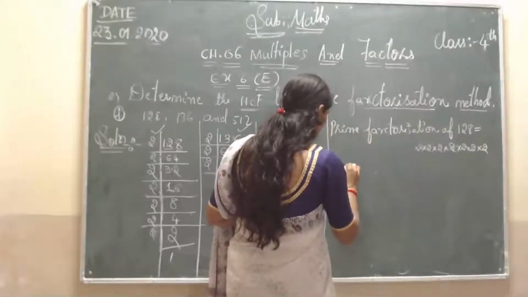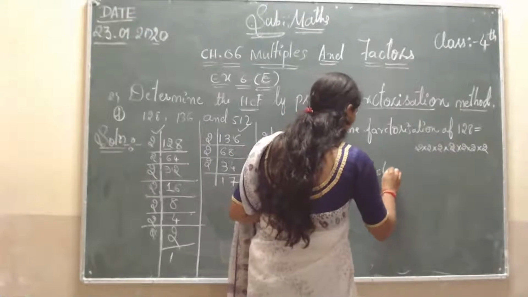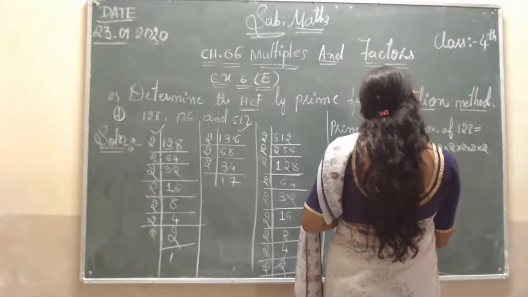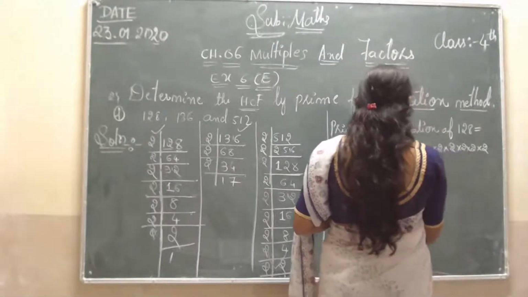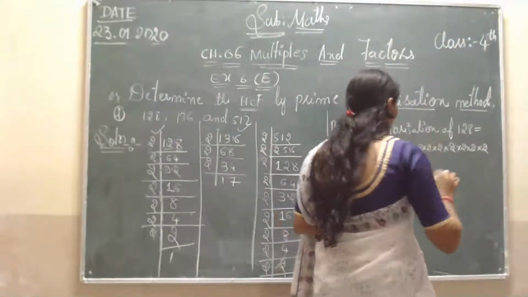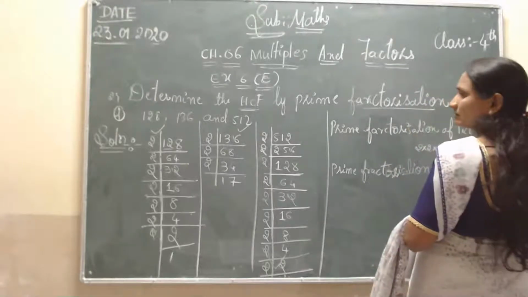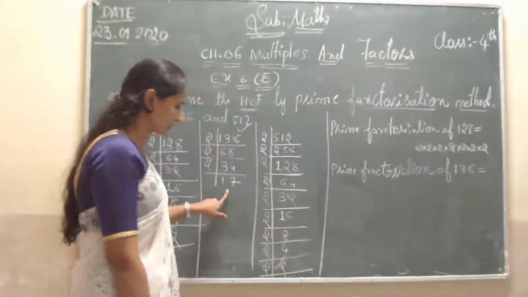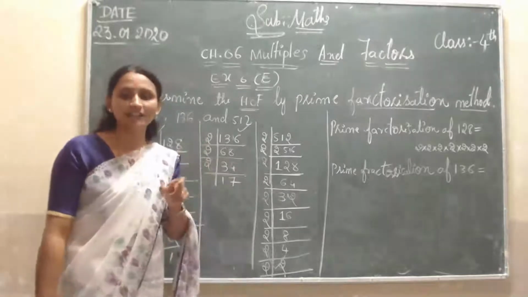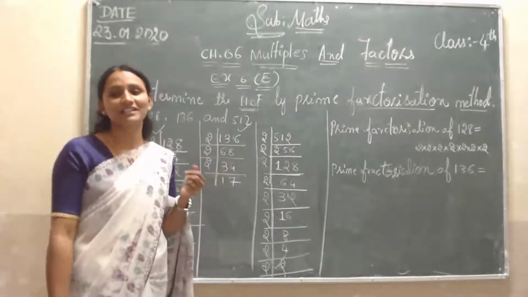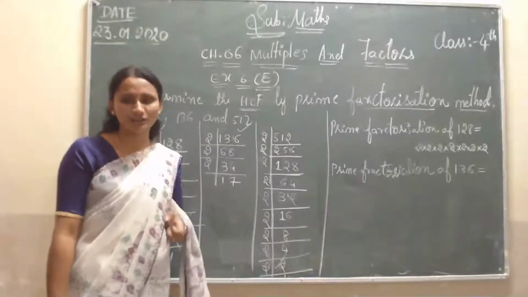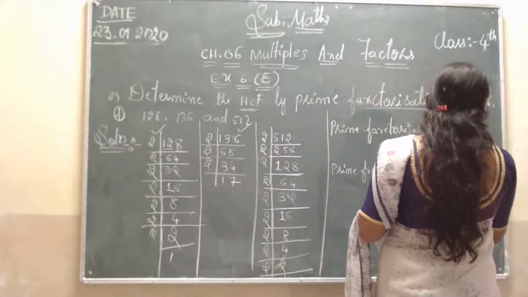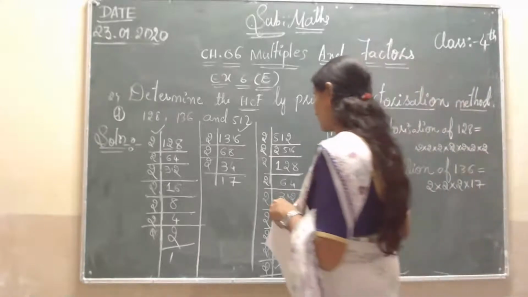Next, the same procedure you have to write. Prime factorization of 136. What are the factors? 2 is multiplied 3 times. So we get the remainder 17. So 17 is not divisible by 2. The reason you know already: 17 is a prime number, so it is not divisible. So how to write here? 2 into 17, students.